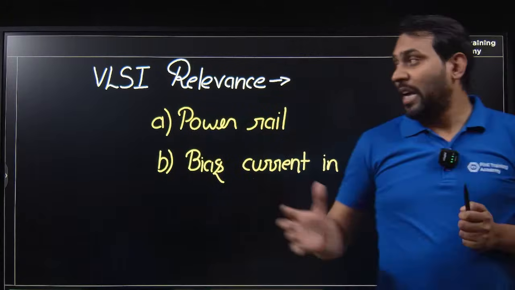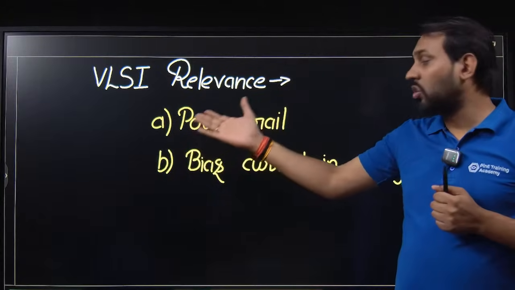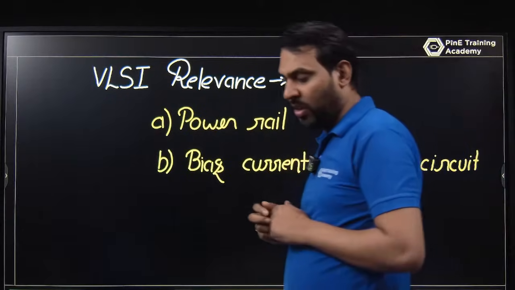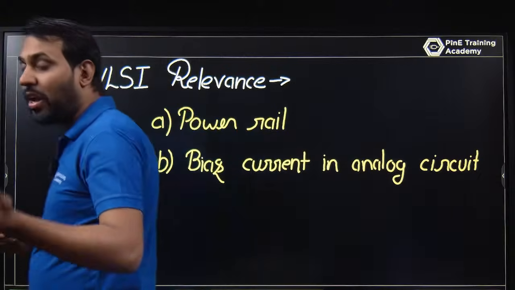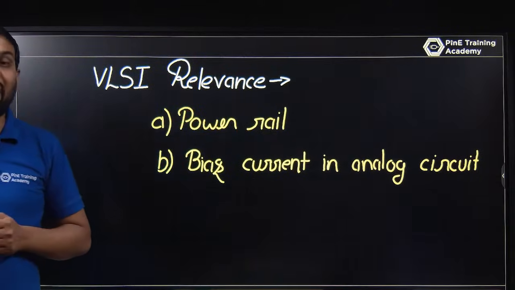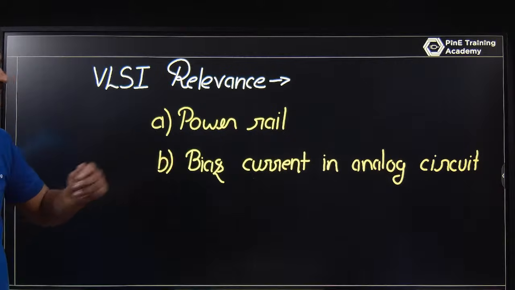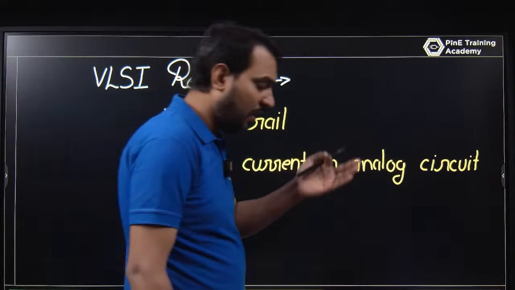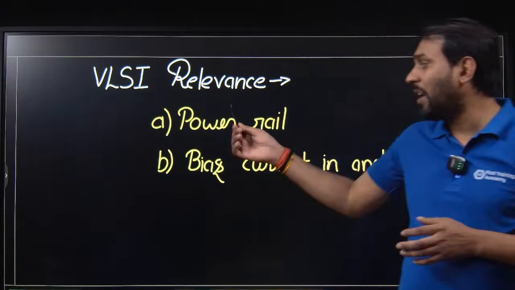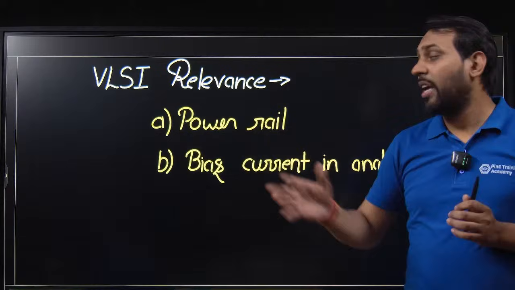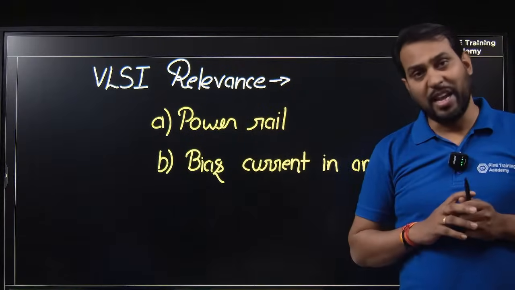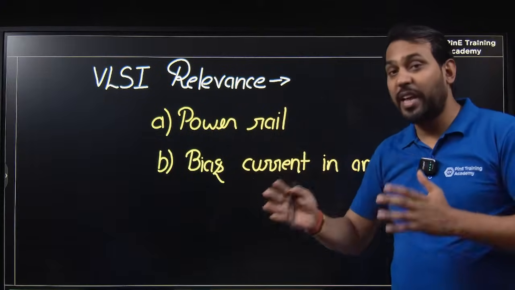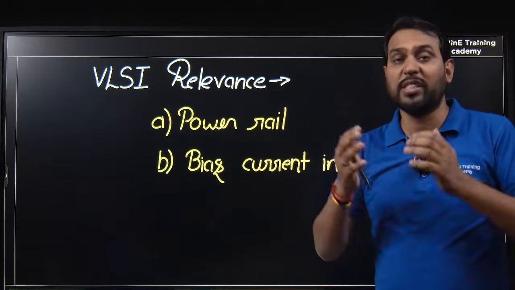Okay, so these are the VLSI relevance of the independent sources, like a power rail or a biasing circuit, just like a current mirror. We use a current mirror for biasing the MOSFET in analog circuit design. So you can use a bias current in an analog circuit. That voltage bias is called a power rail, or you can bias with the current. They do not depend on any other circuit element, so that's why we call them independent sources. They are not depending on anything else in the circuit.